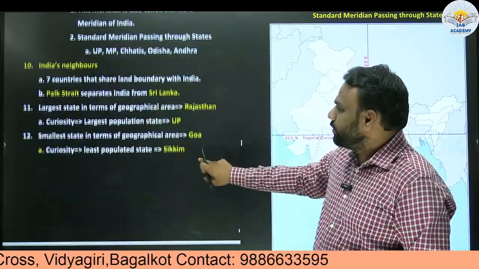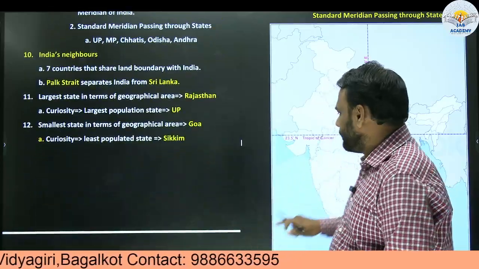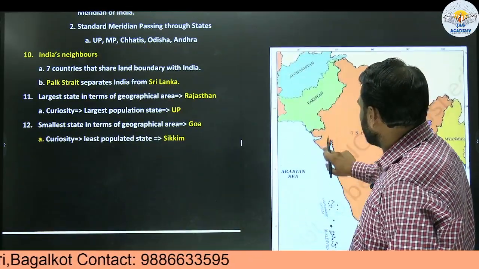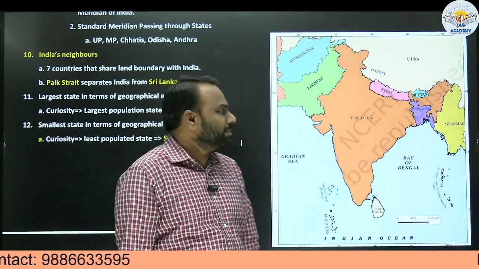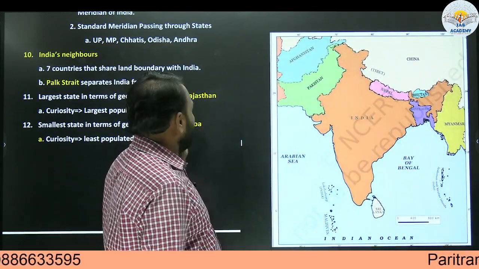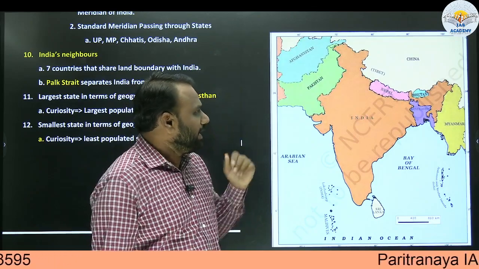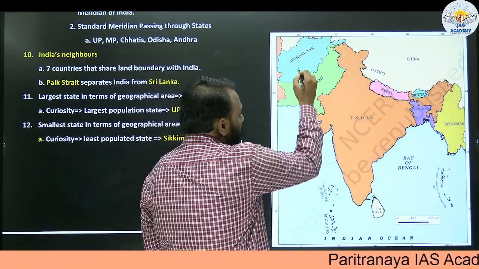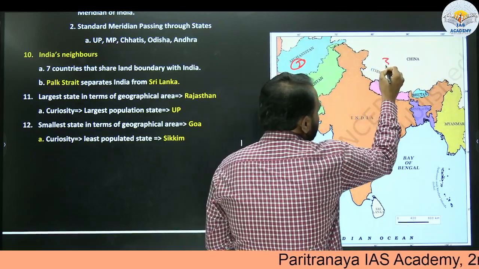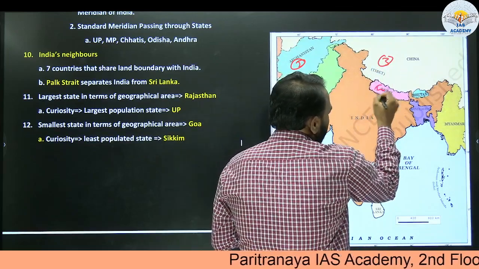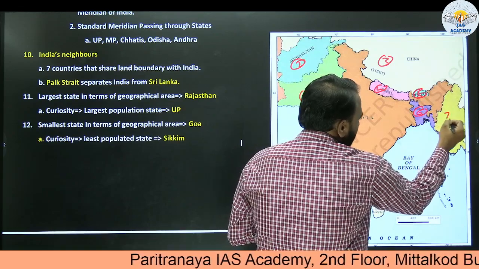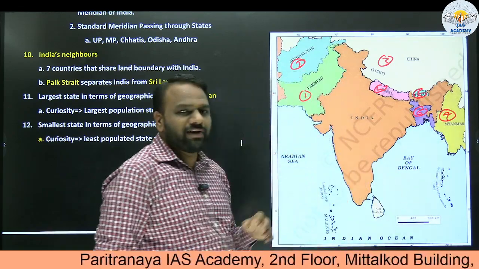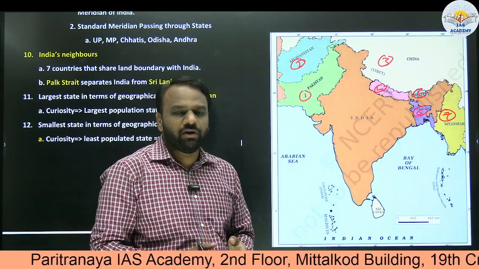Next, we'll move to India's neighbors. When it comes to India's neighbors, 7 countries neighbor India. One is Pakistan, Afghanistan, next China, Nepal, Bhutan, Bangladesh, and Myanmar. With these 7 countries, we have a land boundary.